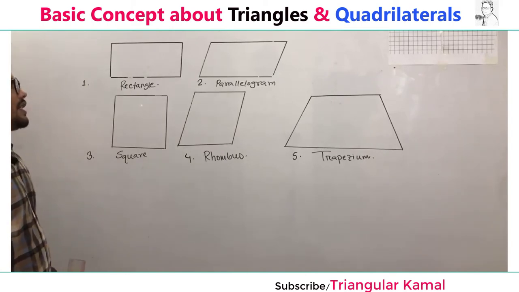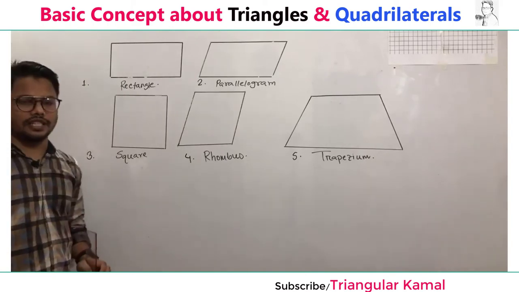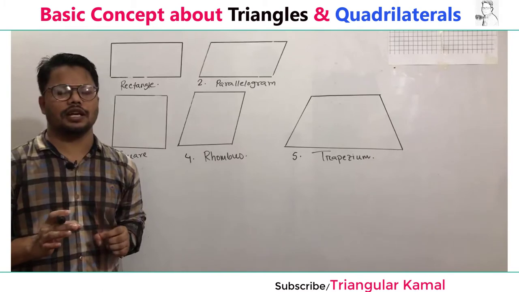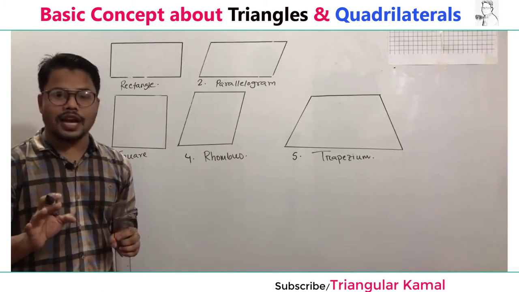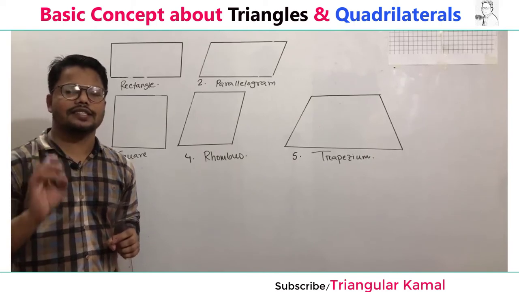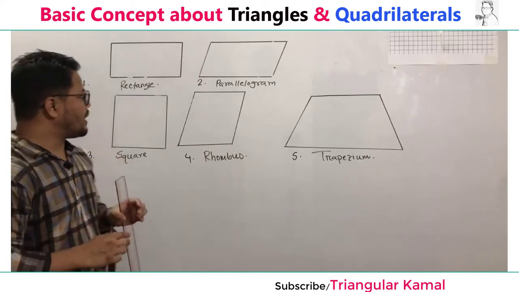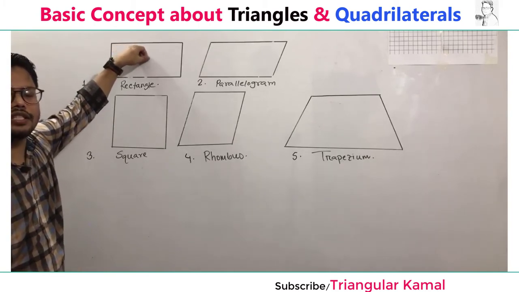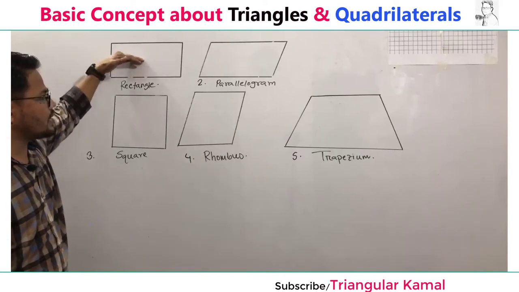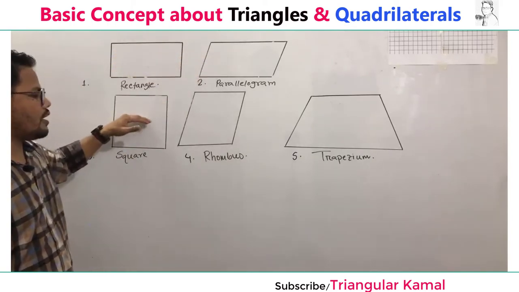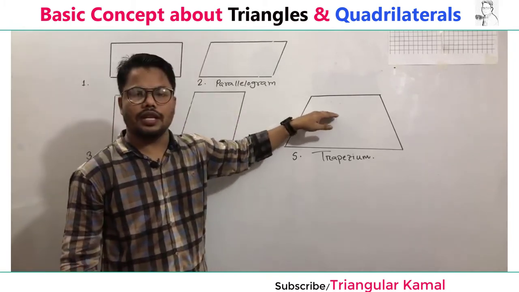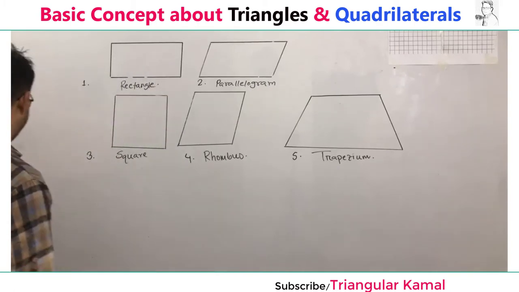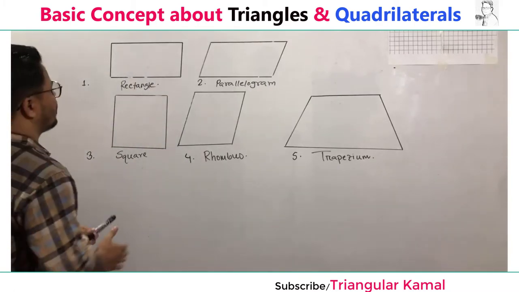And the basic concept: you have to know the difference between them, and if you don't know the difference, you cannot identify exactly the requirement in the TAT questions. So my dear students, it is not enough only to know the definitions of the rectangle, parallelogram, square, rhombus and trapezium; you have to know the difference between them. First we will discuss the rectangle.